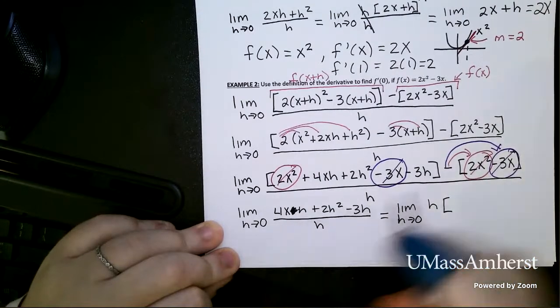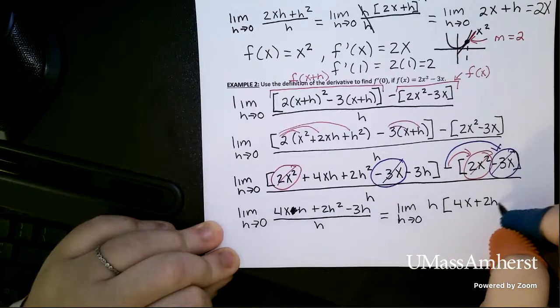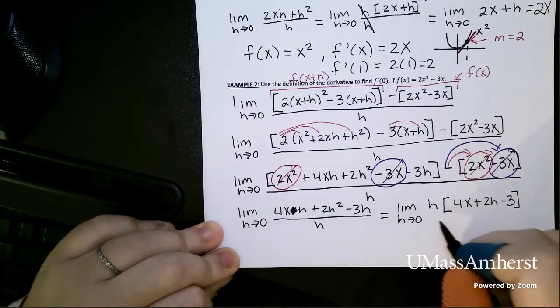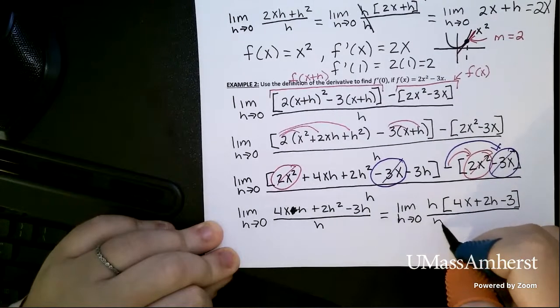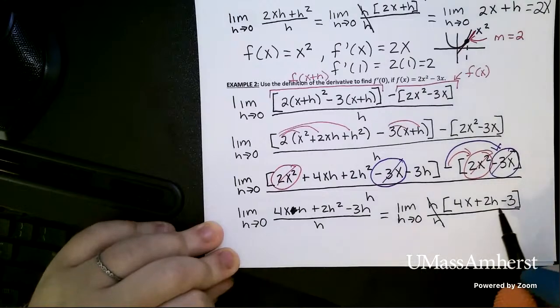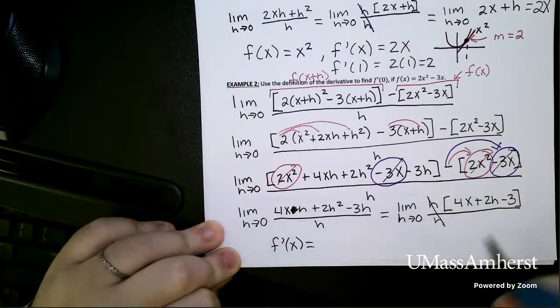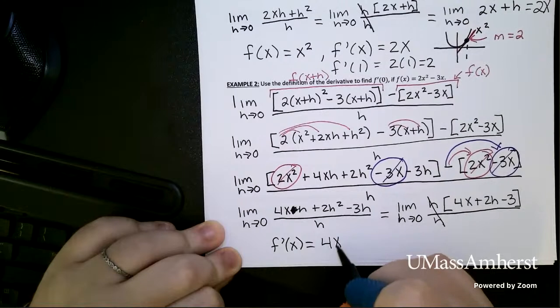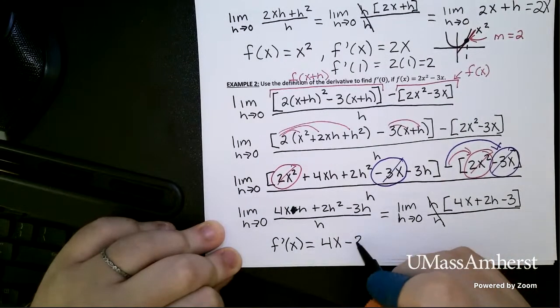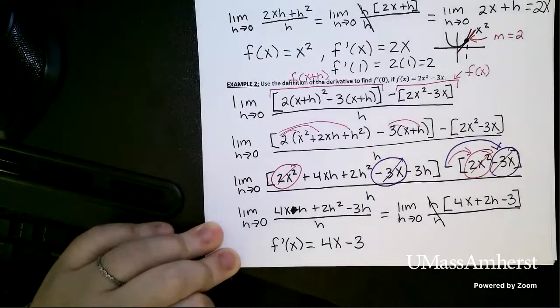So when I factor out an h, I get 4x plus 2h minus 3, all divided by h. So the h's cancel here. And now, if I let h go to 0, the function that I'm left with is my derivative. So here, the function that I'm left with is 4x minus 3. So that's a derivative function that will tell me the slope of the tangent line at any point.